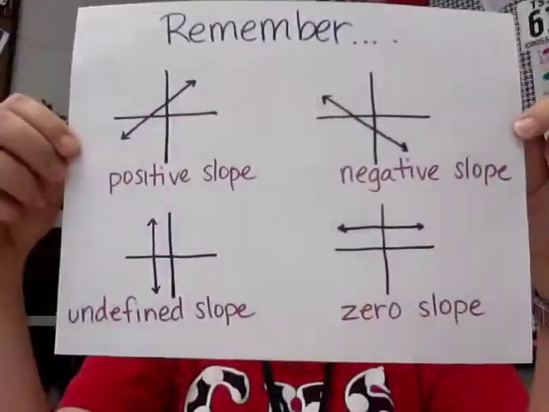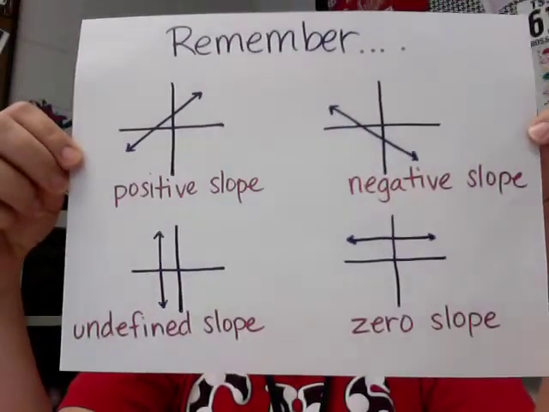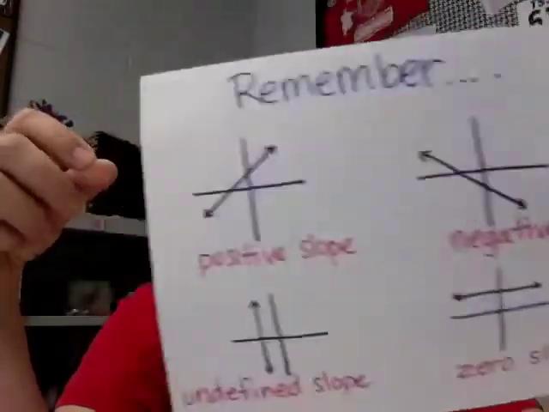When you're working with slope, remember there are four values that your slope can take on. We can have positive slope, negative slope, zero slope, or even undefined slope.